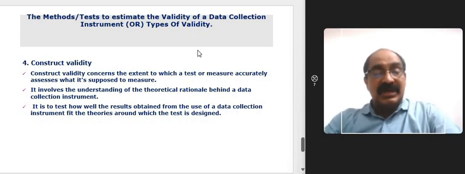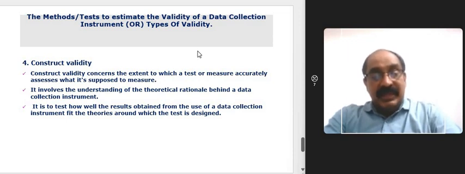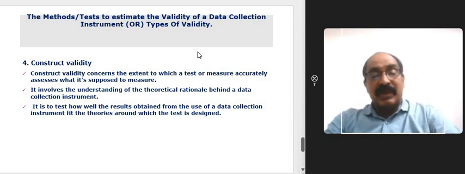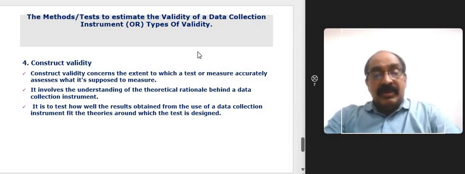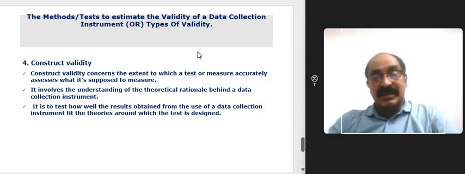The next one is what we call construct validity. Suppose you take any parameter, there are certain theories. If a researcher is developing a test by using the rationale of a theory, then we can say that it has construct validity. Based on the theory, you develop a questionnaire, and the questionnaire will accurately assess what it is supposed to measure. That's the rationale behind it. So that is what we call construct validity.